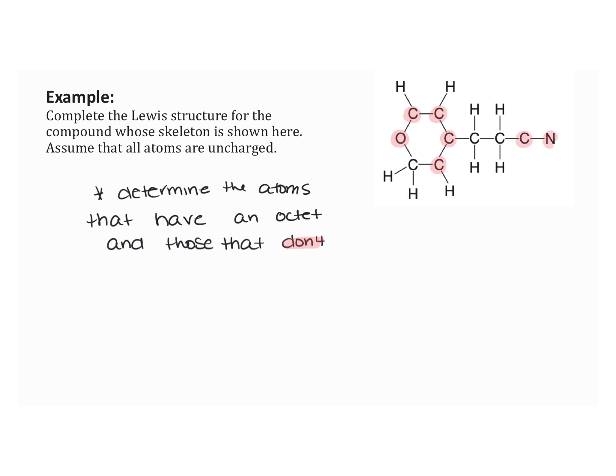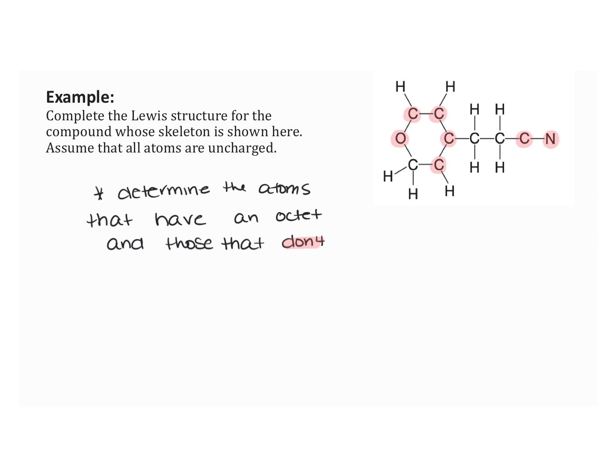And then we have a nitrogen here that only has 1 bond. So those are ones where their octets aren't full. And so if you were asked to complete the Lewis structure, you would need to go in and either place bonds or lone pairs. So think about how many bonds and lone pairs are typical for each element.